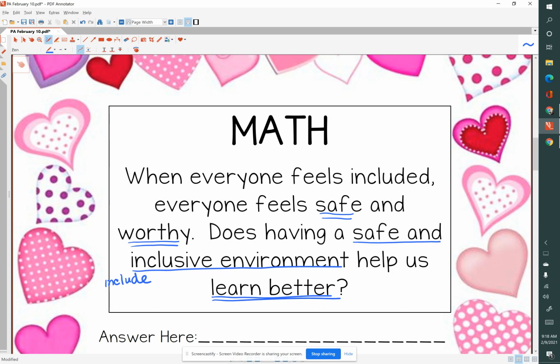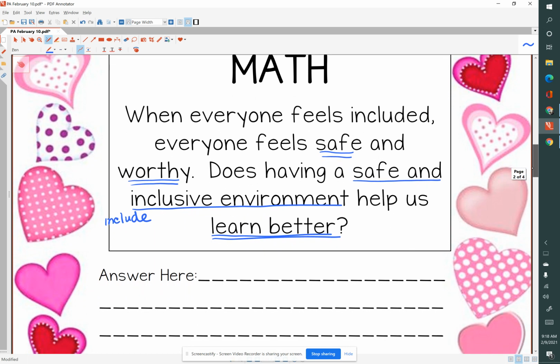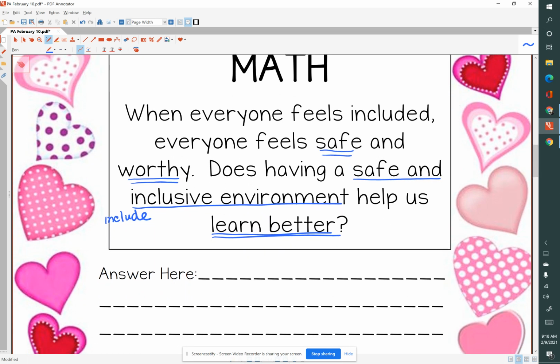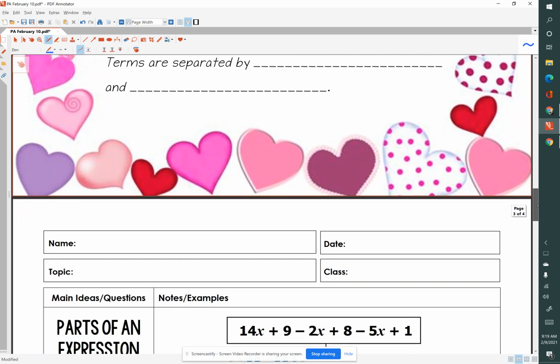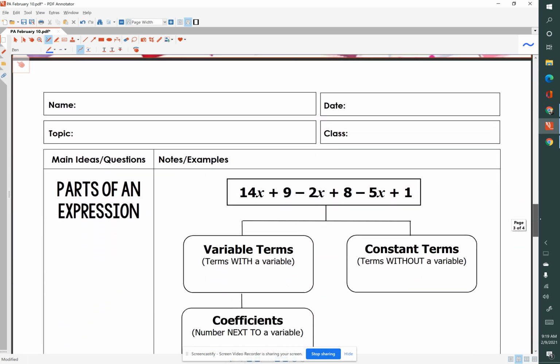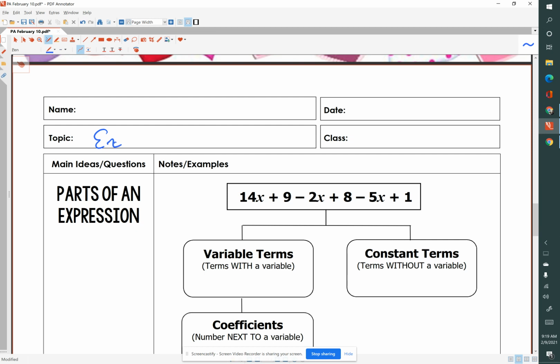When you're feeling better about the space that you're in, the people you're with, when you're feeling like you're an important part of a group, does that help you learn better? And I would even argue that turning our cameras on helps enhance that feeling of being in a group and being included. So something to think about. And I'd like you to write something right here about that. So we'll get back to our exit ticket later, but let's talk about expressions.